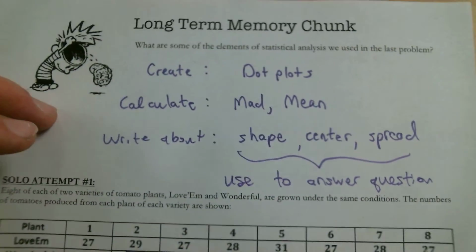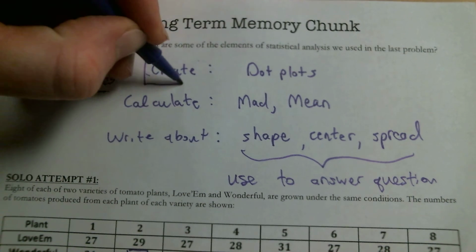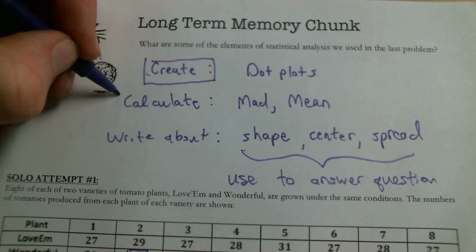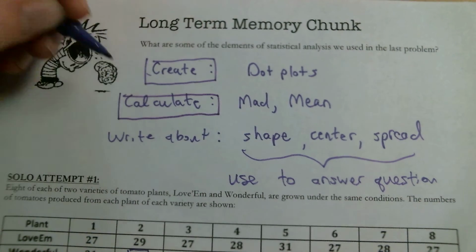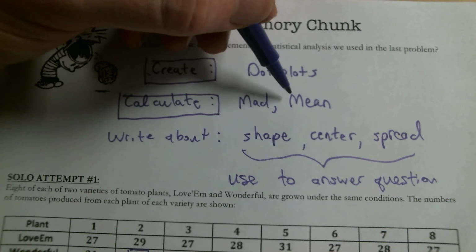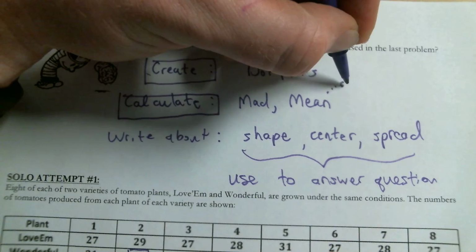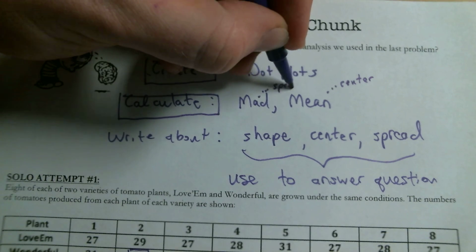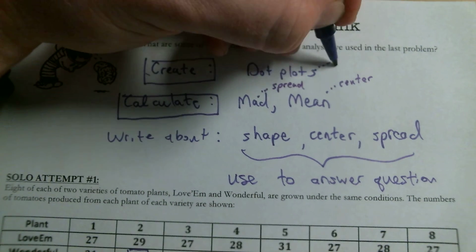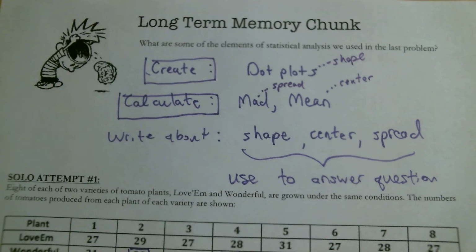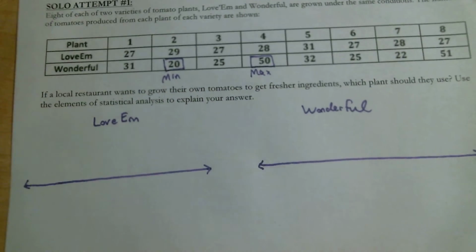Because remember our elements of statistical analysis, we can create some dot plots to see what the data looks like. We can then calculate the mean absolute deviation and the mean to figure out where the center is and the spread of it. Remember, the dot plots help us think about the shape. And then we can actually write about those things to answer the question. So let's go ahead and start this.